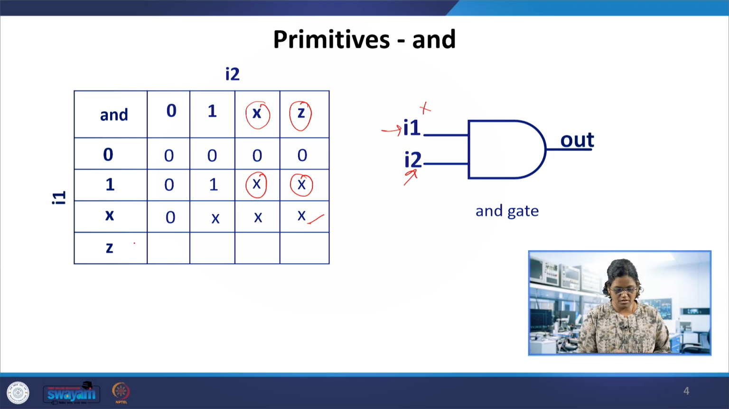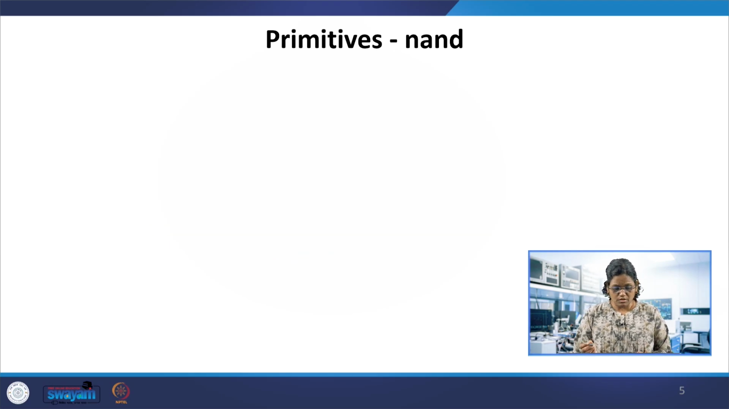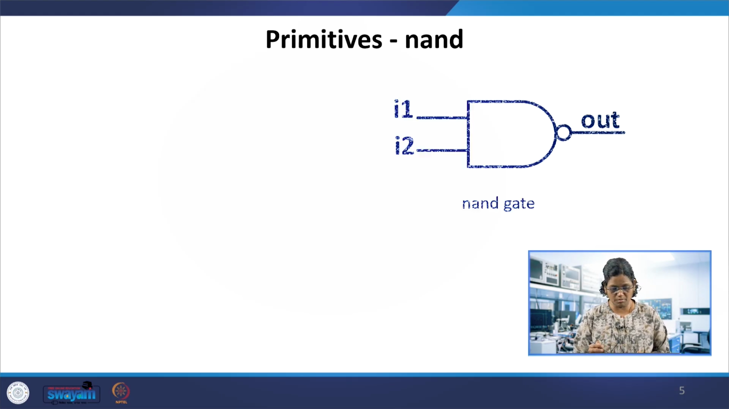So the high impedance state, I1 is given as high impedance state. For these combinations it would also offer this, because one input is definitely 0, so the output is 0, whereas for the other combinations it is going to be x. Similarly, the primitive gates don't allow the output to be high impedance state under any condition.